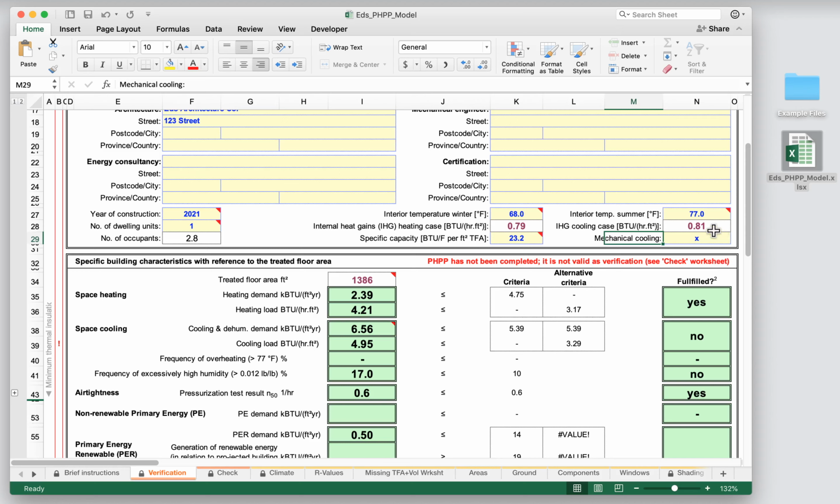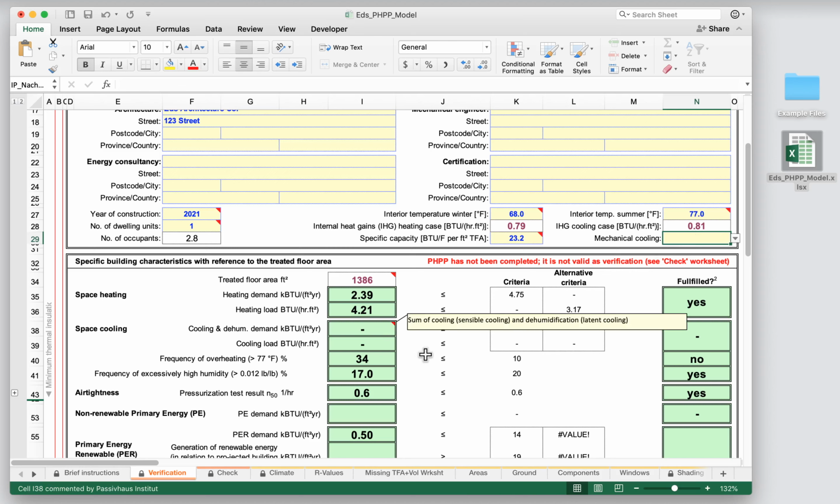So what I'm going to do is turn off mechanical cooling by coming to this cell in the verification worksheet and switching it from an X to a blank input. And notice when I do that, some stuff down here changes. What's happened just now in the PHPP is we've turned off all of the active cooling worksheets, so all of the worksheets associated with energy consumption due to cooling, air conditioning systems, and the like. And we've told the PHPP, I want to try and meet thermal comfort during the summer period without any active cooling system, so using passive cooling only.